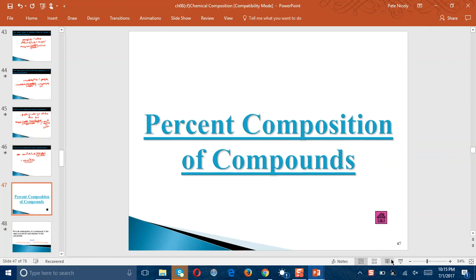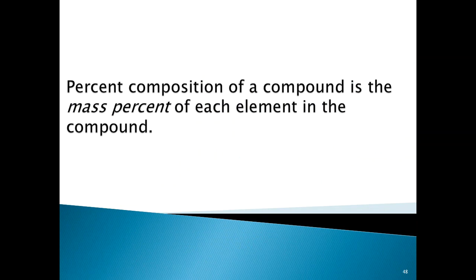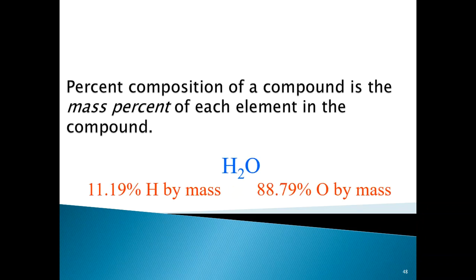So now let's talk about percent composition of compounds. When we're talking about the percent composition, essentially we're talking about the mass percent of each element present in the compound. In other words, we're talking about the percentage by mass of an element when you take the mass of one element and divide it by the mass of the entire compound and multiply that by 100. That's basically it. So for example, if you apply that to water, what you'll find is that 11.19% of water is hydrogen and the rest, 88.79%, is oxygen by mass.